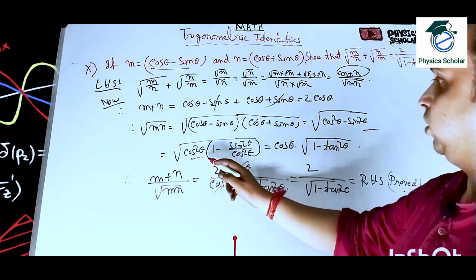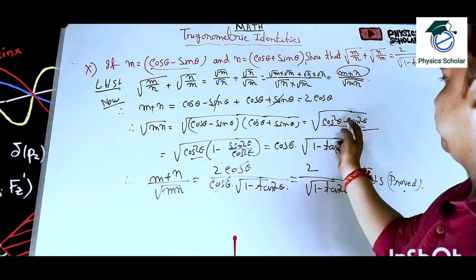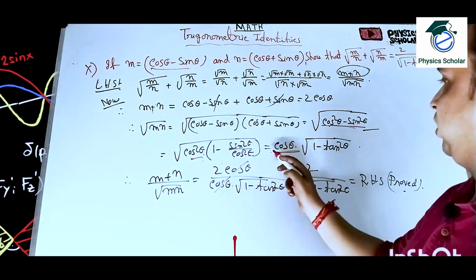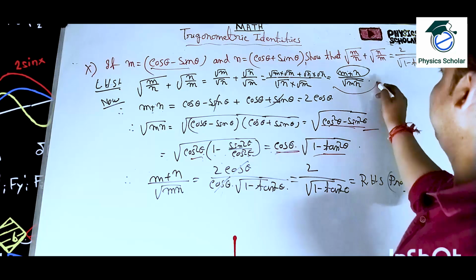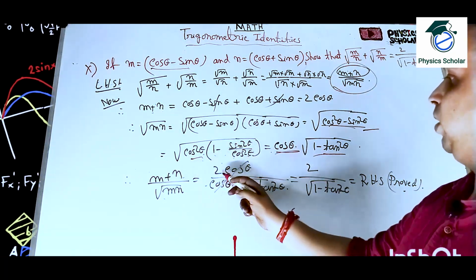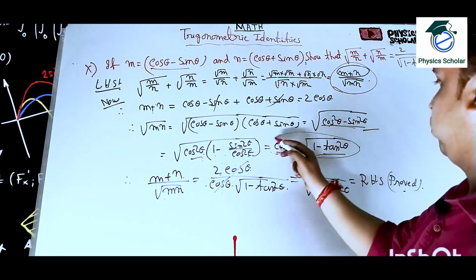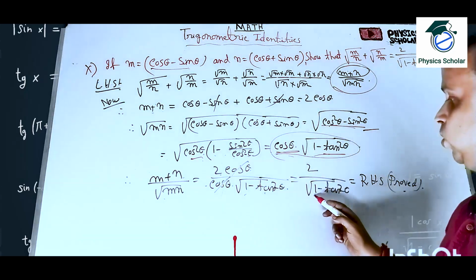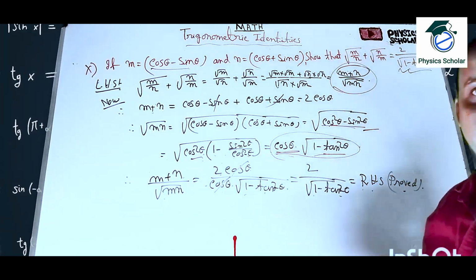Now from here we are taking cos square theta common. So it will be 1 minus sin square theta by cos square theta. Clear? So that cos square theta will come outside as cos theta into root over 1 minus sin square theta by cos square theta, which means tan square theta. Clear? Now what is the left hand side? m plus n divided by root over mn. What is the m plus n value? 2 cos theta, and the value of root mn is cos theta into root over 1 minus tan square theta. So cos theta will be cancelled, so 1 by root over 1 minus tan square theta, times 2. So that is what we have to prove as the right hand side. So it is equal to RHS, proved.